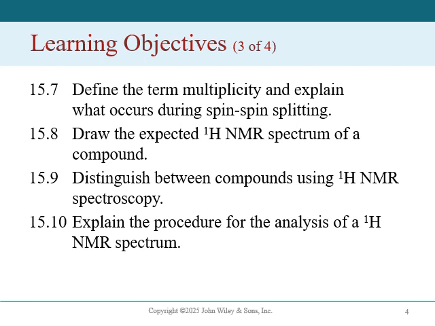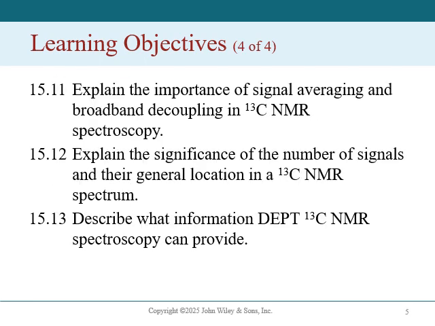We will be able to draw an expected proton NMR spectrum of a compound, distinguish between compounds using proton NMR spectroscopy, explain the process for analysis of a proton NMR spectrum, explain the importance of averaging and broadband decoupling in carbon-13 NMR spectroscopy, explain the significance of the number of signals in a carbon NMR spectrum, and describe what information the EPT carbon NMR spectroscopy can provide.